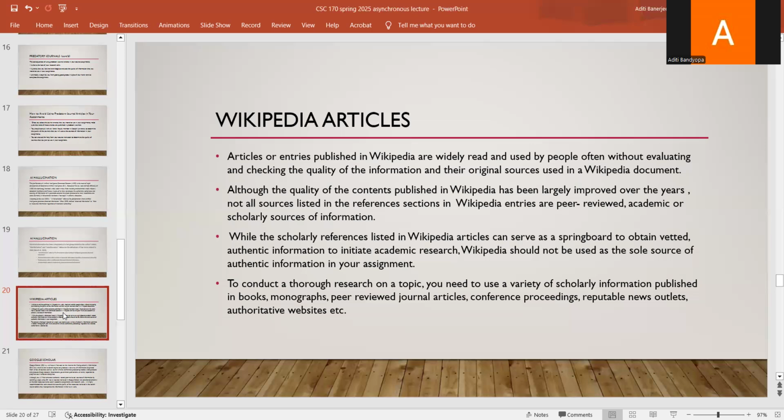To conduct a thorough research on a topic, you need to use a variety of scholarly information published in books, monographs, peer-reviewed journal articles, conference proceedings, government reports, reputable news outlets, and authoritative websites. Wikipedia should not be used as the sole source of authentic information in your assignment.